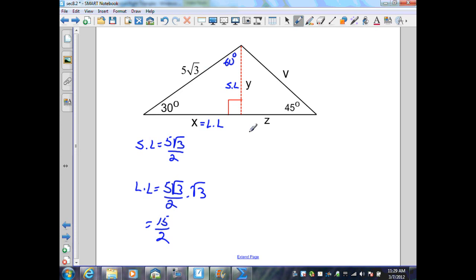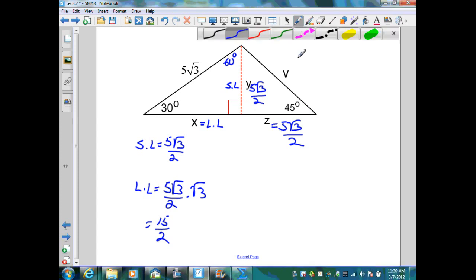Since my short leg is 5 square roots of 3 over 2, I know that z is 5 square roots of 3 over 2 because this is an isosceles right triangle. The legs are congruent. Now, since I know a leg in my 45, 45, 90 triangle, I can determine the hypotenuse in my 45, 45, 90 triangle.